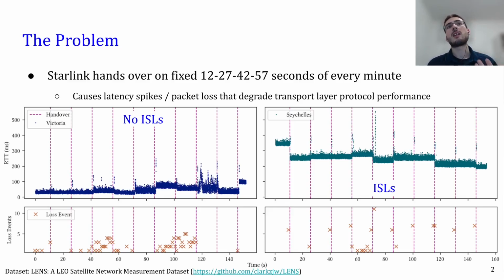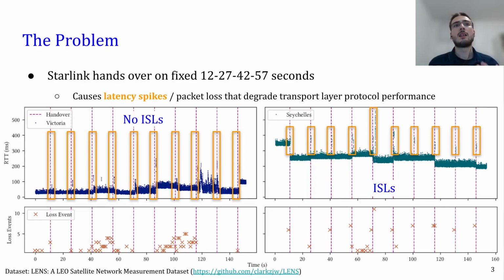We know that Starlink hands over on a fixed 15-second interval on the 12th, 27th, 42nd, and 57th second of every minute. This causes latency spikes and packet loss that degrade transport layer protocol performance. On the left, we have a latency trace from a Starlink user terminal located in Victoria, BC, with the handovers plotted with vertical purple dashed lines. This user terminal does not use intersatellite links. And on the right, we have a latency trace from a dish in the Seychelles. This one does use intersatellite links.